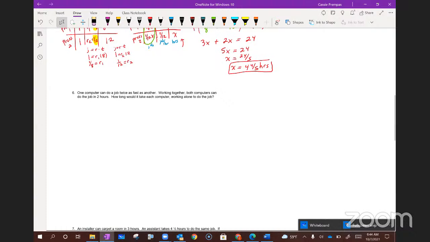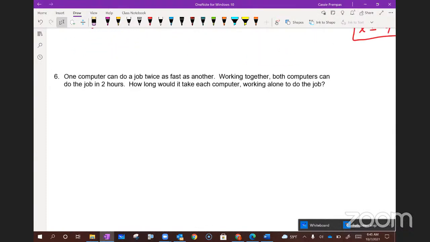Number 6, it says one computer can do a job twice as fast as the other. Working together, both computers can do the job in 2 hours. How long would it take each computer working alone to do the job? Okay, so this one gives us information to start with about them working together and then asks about them working alone. So we want to take that into consideration. We're going to have 2 charts because we're looking at 2 computers. So we'll look at working alone and working together.